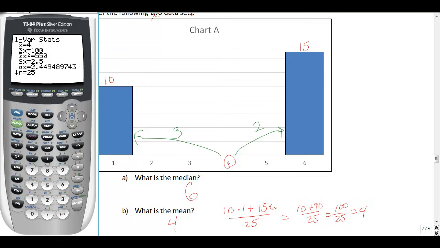If you have the sort of menu thing, I think it should be a FreqList menu, and you put L2 there. So what we get is x bar, that's the mean, that's 4. Note it's nice to check, like n is 25, 10 plus 15 is 25. That's a nice thing to check that you didn't swap L1 and L2 from what you wanted.